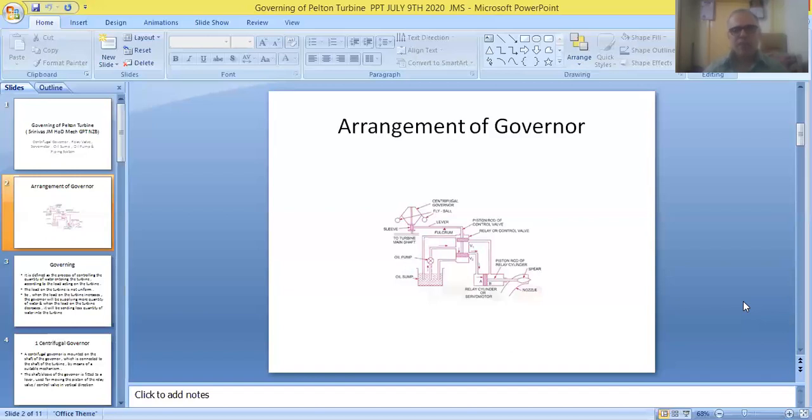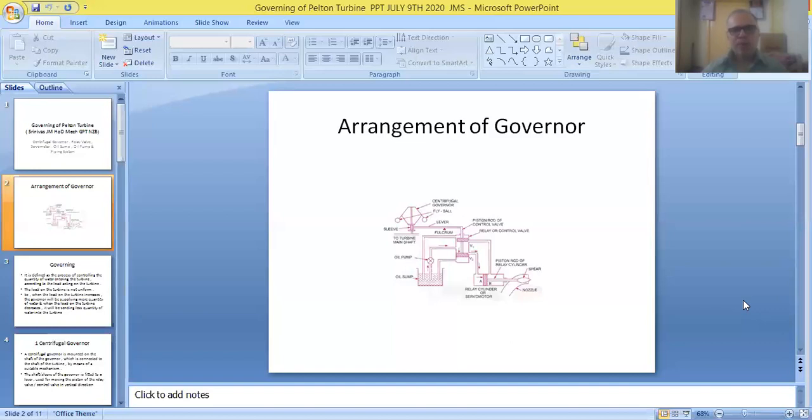So, that is referred to as governing. And this arrangement is very essential for doing this operation. So, therefore, it is called a governor.